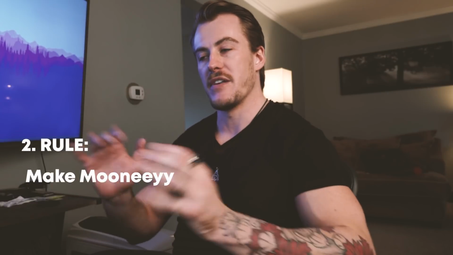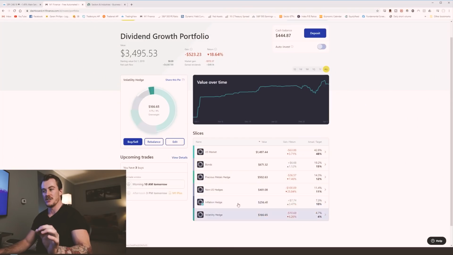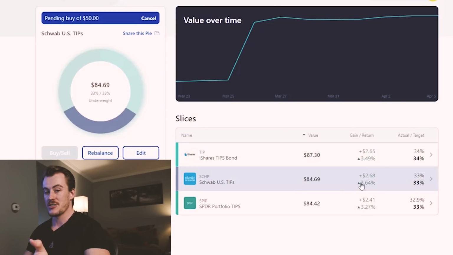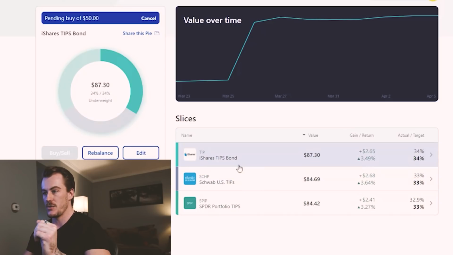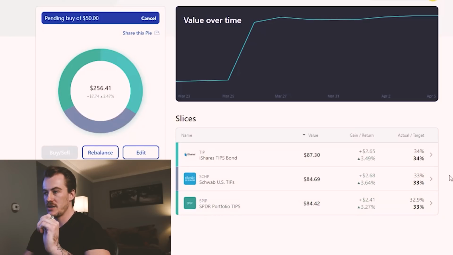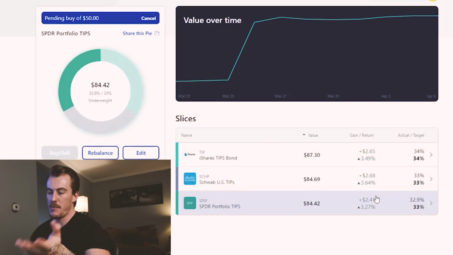So let's take a look at inflation hedge real quick, because I think this one is going to be a really good example of a good hedge, because you can see it's up 3.47% already. While everything else is crashing, this is actually going up. And I'll explain how it's going up in a second. So we have in this pie 3 indexes. So we have TIPS, SHAP, and SPIP. And each one's allocated 34%, and they're all about doing the same.